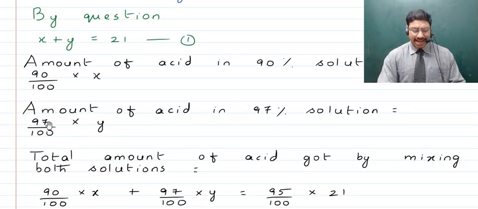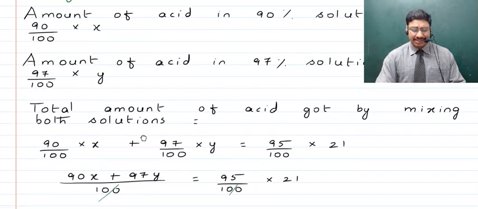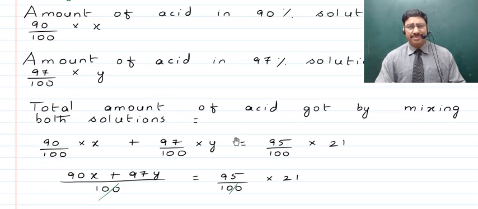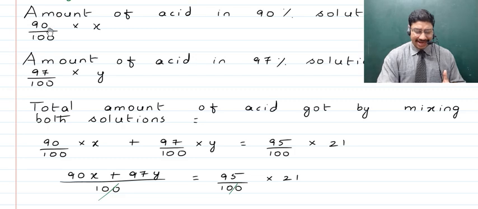So we talk about 97 upon 100 and we multiply it with y, as y was the amount of the solution. Now next, children, as the total amount of acid can be calculated, we can now talk about the first amount, which is 90 upon 100 into x. To that we can add the second amount, which is 97 upon 100 into y.